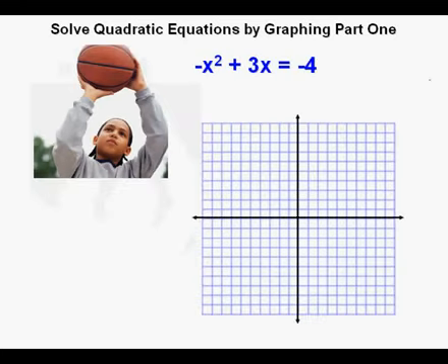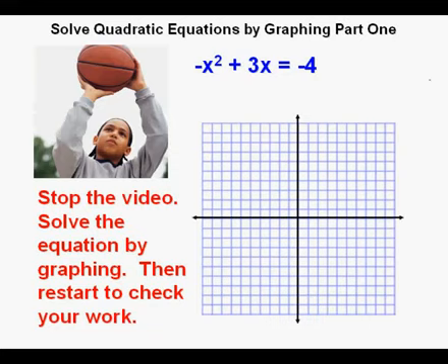Here's the next equation we'll look at: negative x squared plus 3x equals negative 4. Stop the video. See if you can solve this one by yourself. Hint: You will need to set the right side of the equation equal to 0, then replace the 0 on the right side with the dependent variable y.